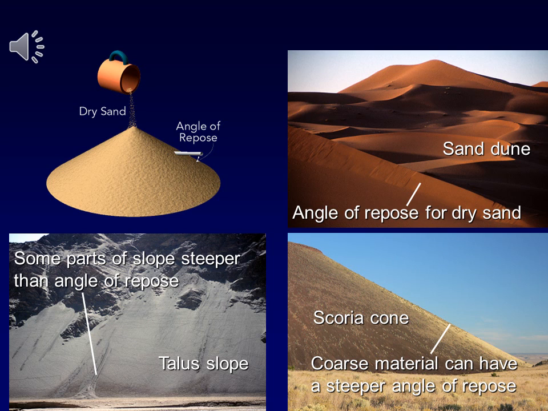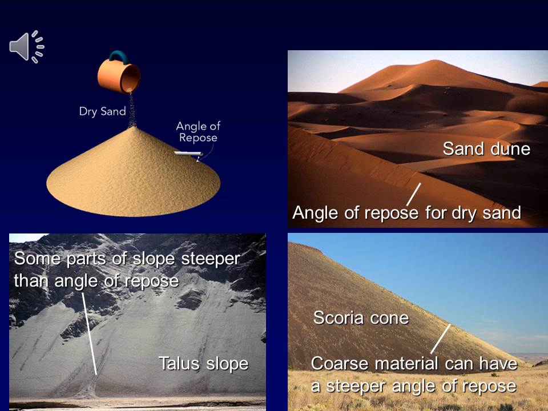So if it's sand, it's going to have a particular angle of repose, versus large boulders or very fine clay, which will all behave differently. So the type of material will dictate the angle of repose as well as the moisture content.